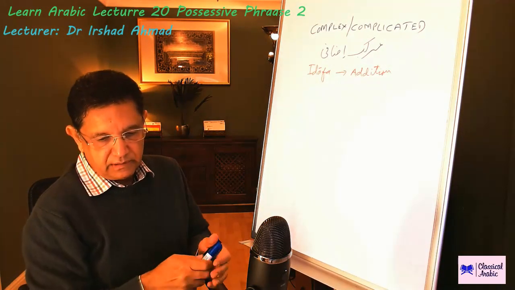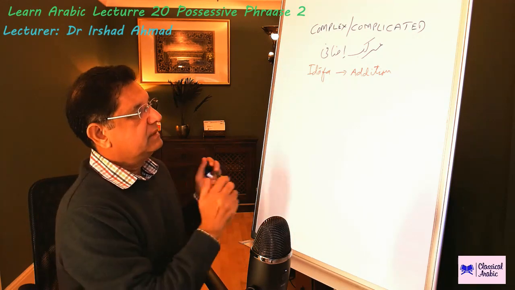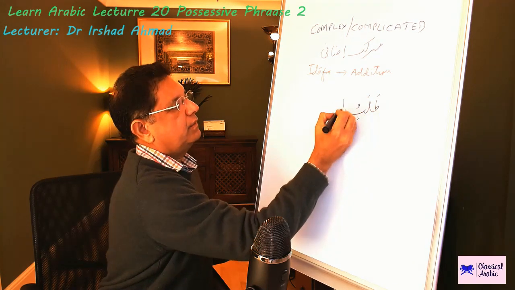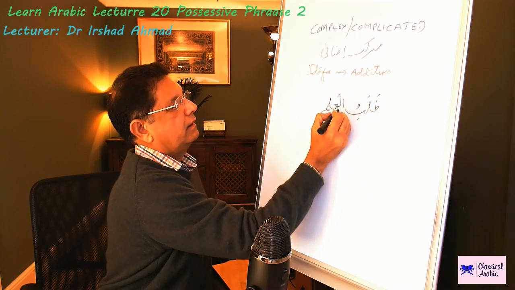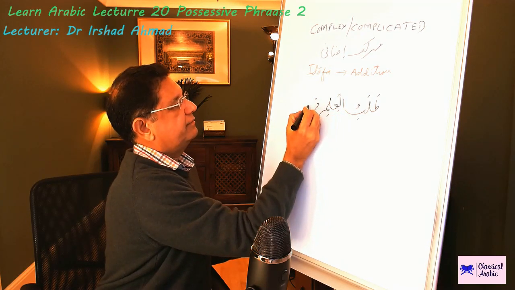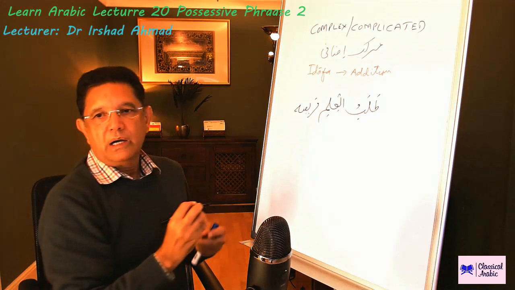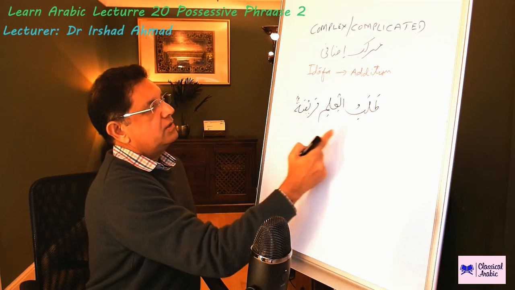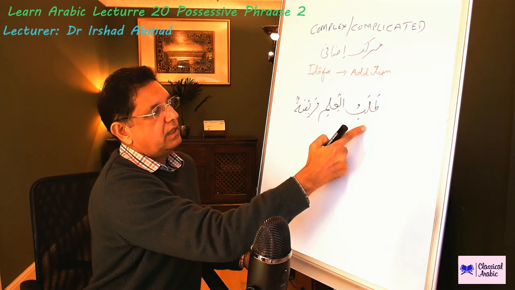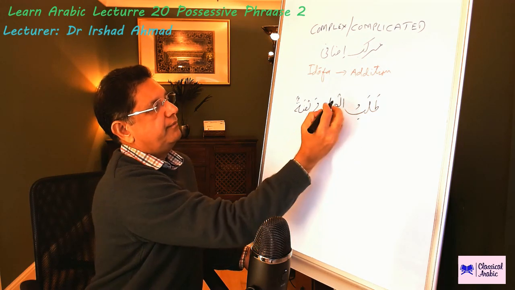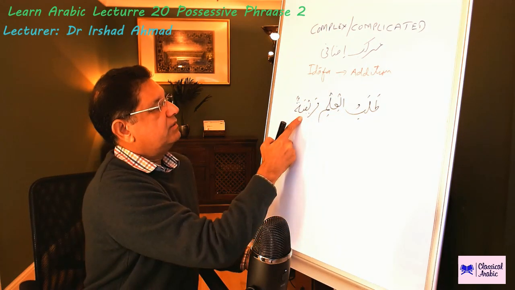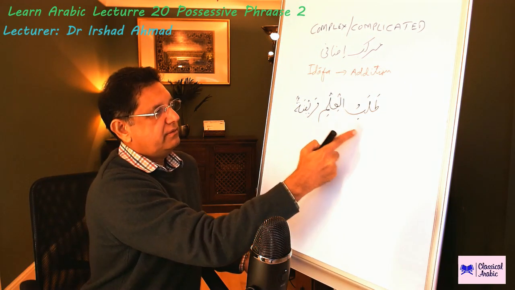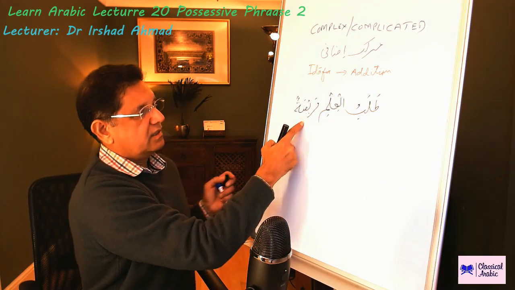Another example, Talabul Ilmi Faridatun. It's a Hadith. Talabul Ilmi Faridatun. Acquisition of knowledge is obligatory. So again, Talabu is our Mudaf, and this is our Mudaf ilayh. And Faridatun is indefinite, that's our Khabar. So Mudaf and Mudaf ilayh combine to make Murakkab Idafi, which is our Mubtada, and Faridatun is our Khabar.